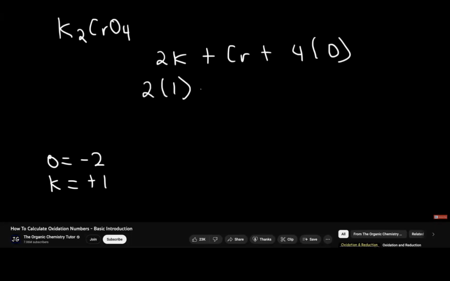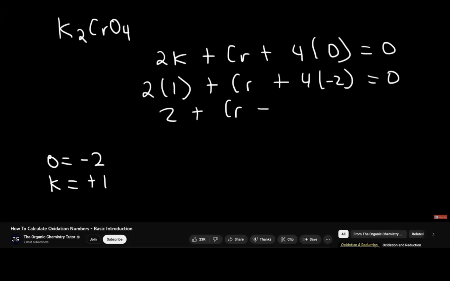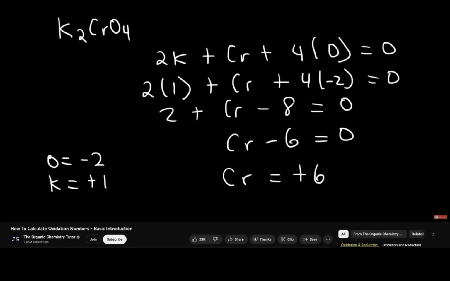So this is going to be 2 times 1, plus Cr, plus 4 times negative 2, and all of that is equal to 0. So 4 times negative 2 is negative 8, and 2 plus negative 8 is negative 6. So therefore, in this example, chromium has an oxidation state of positive 6.